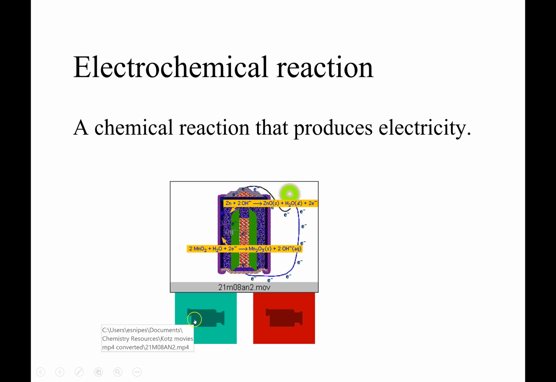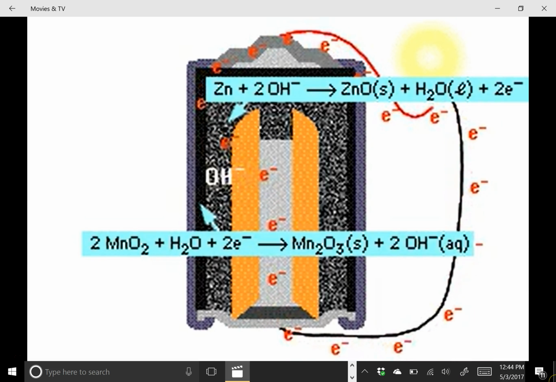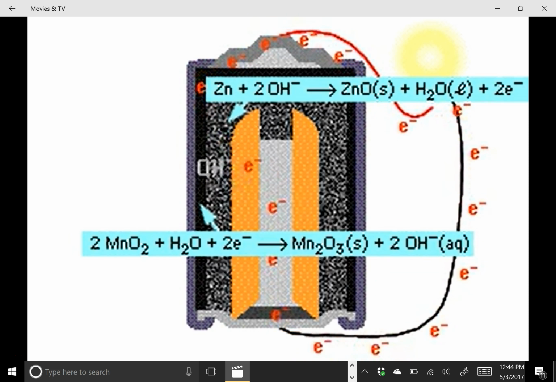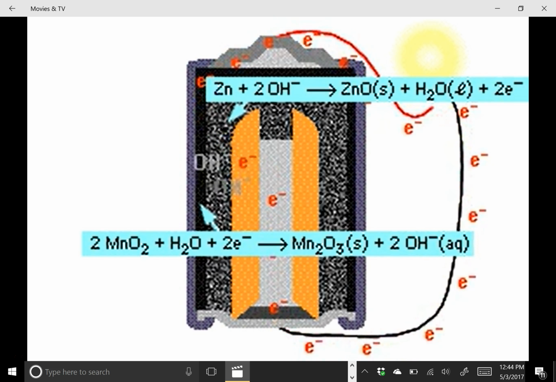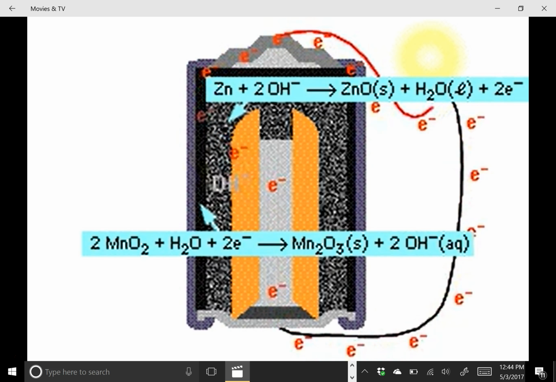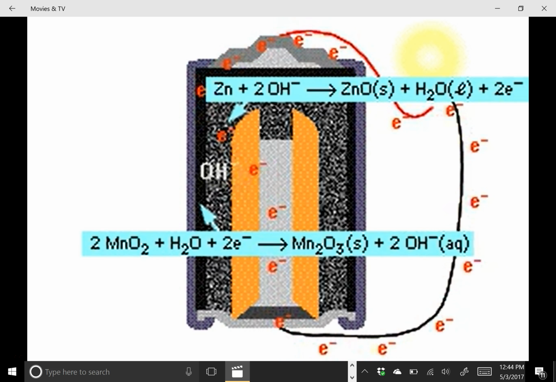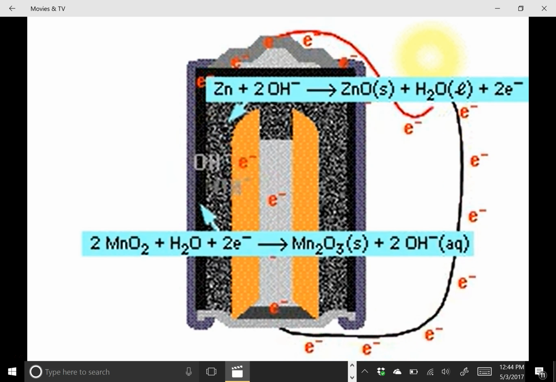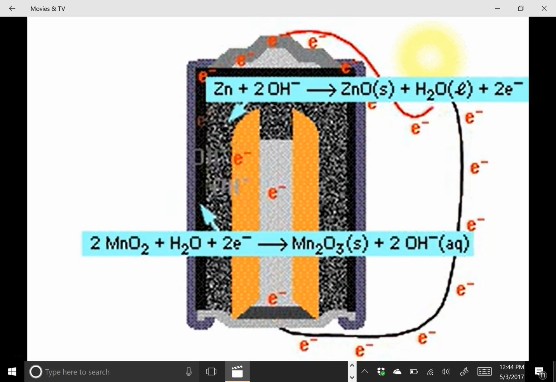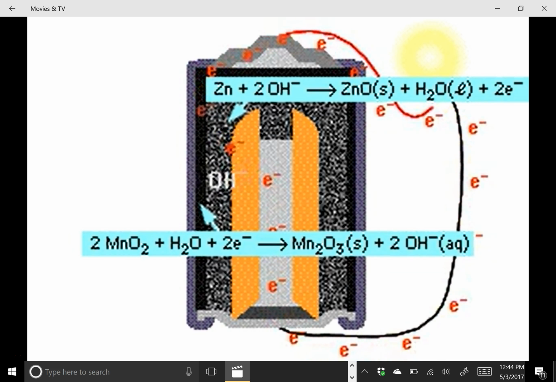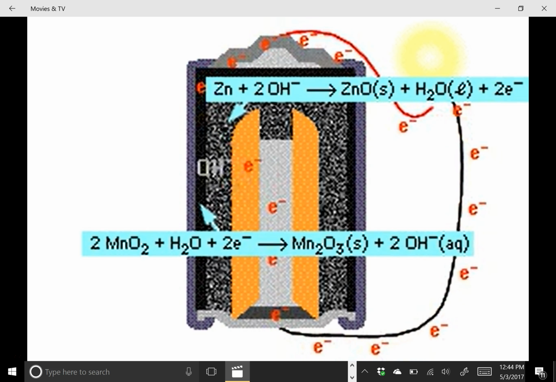I think we looked at this one, but let's see it. In an alkaline battery, zinc metal at the anode releases 2 electrons to form zinc oxide under basic conditions. The 2 electrons are transported to the cathode, where manganese dioxide is reduced from the +4 to the +3 oxidation state. Hydroxide ions are transported from the cathode region to the anode region of the battery.